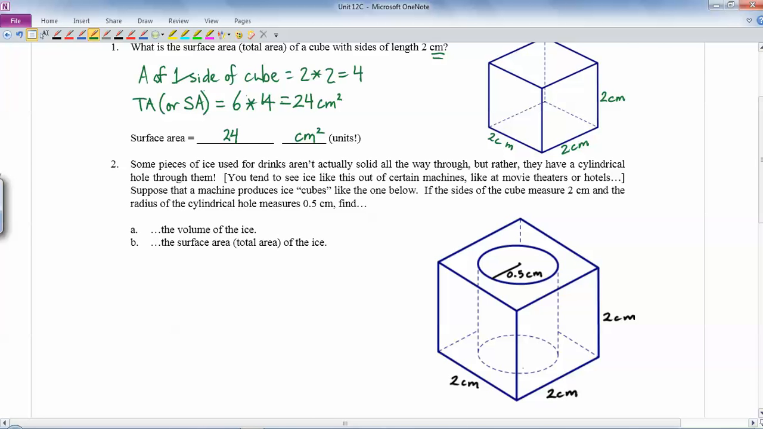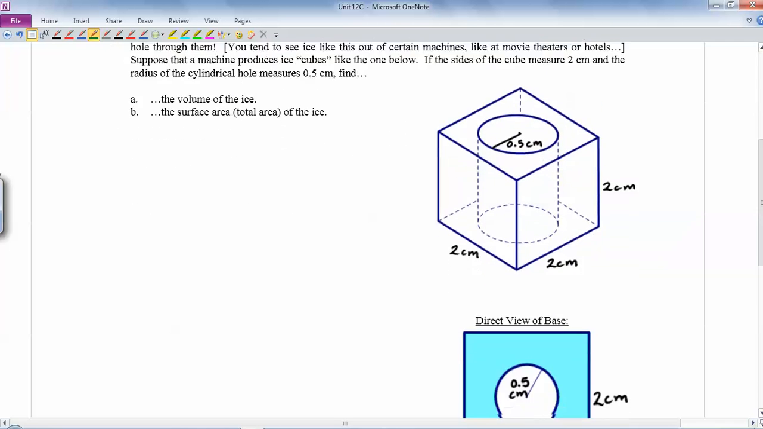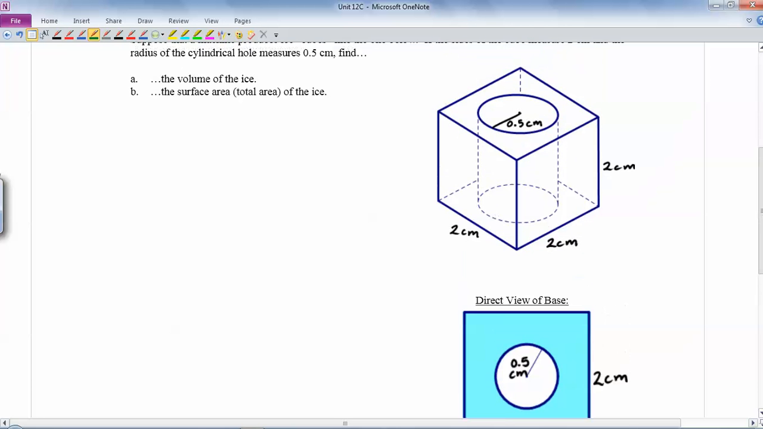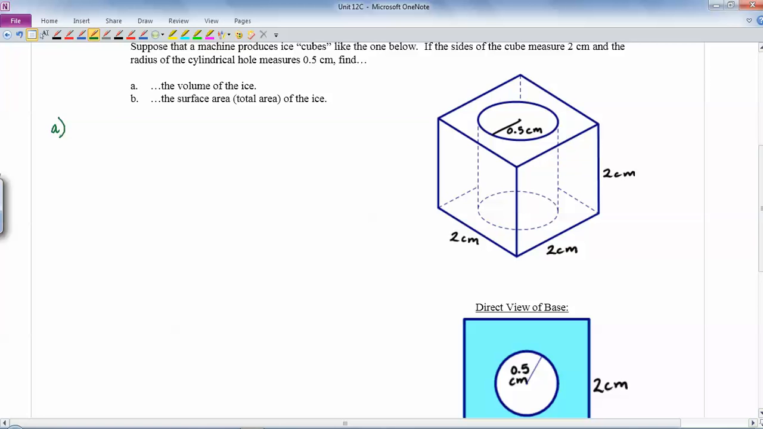So the first question is, what's the volume of the ice? And if you look down here, I also drew kind of like an overhead view of the base, right? So it's that square with the circle cut out of it. So volume, now this thing works just like a prism because the bottom and the top are identical, and it goes straight up and down here. So the volume is going to be the area of the base times the height of the prism, or in this case, whatever that shape is, times height of the ice.